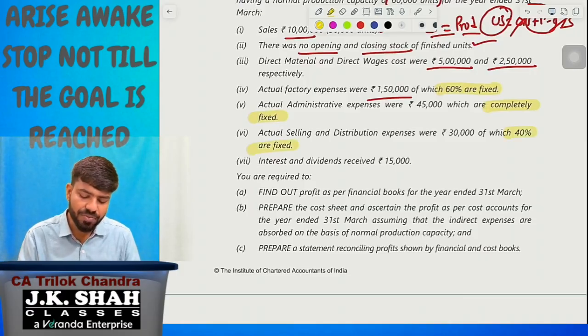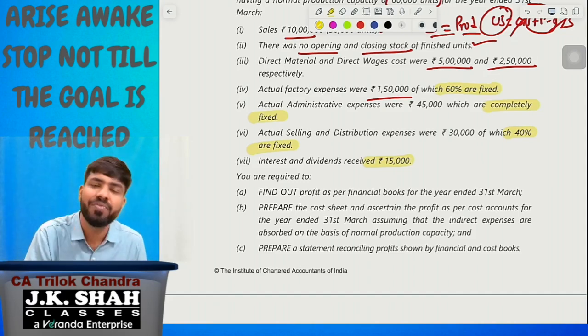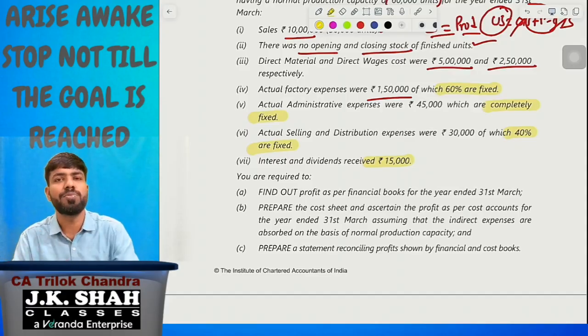Interest and dividends received, 15,000. Interest and dividend received is non-operating. It will be considered only in the financial books, but not in the cost books. Interest and dividend received on investments is an investing activity, so it will be considered only in financial books.